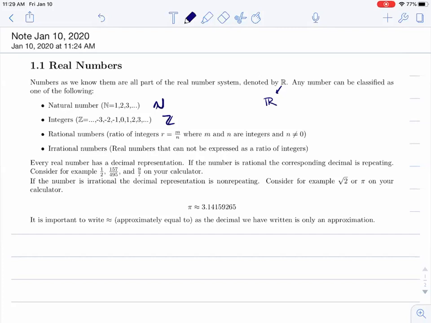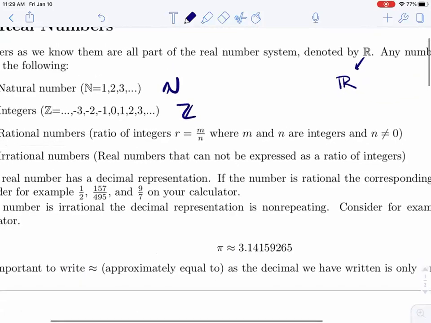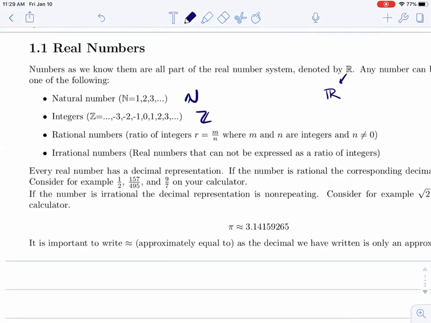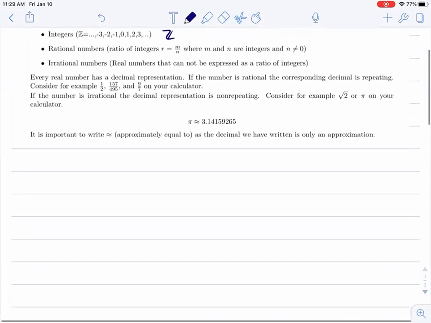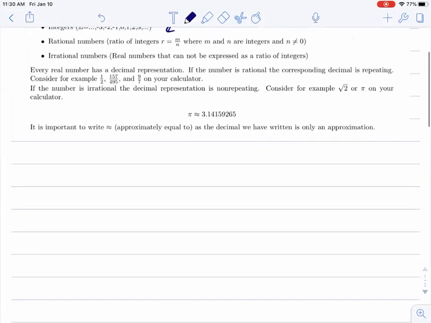We can talk about rational numbers. Rational numbers is just a ratio, so a fraction. Okay. And so here, all right, R equals M over N is a ratio of integers, right?